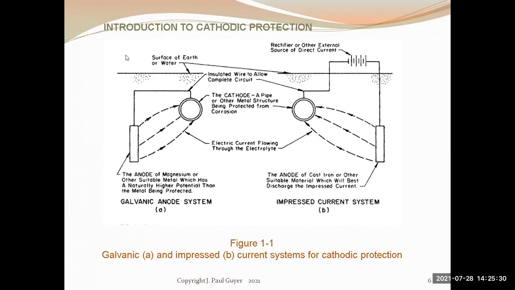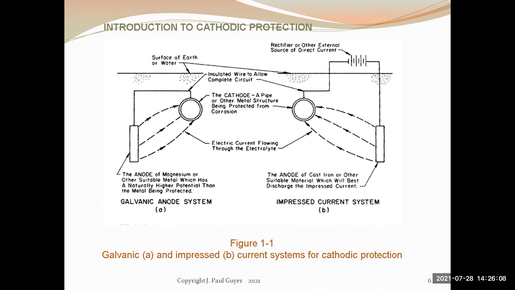Yeah, you can. Okay, so backing up a bit. The two types of cathodic protection that are available to you are illustrated in this figure 1-1. The one on the left is the galvanic anode, frequently referred to as the sacrificial anode system. And the one on the right is called the impressed current system. Starting with the one on the left, the galvanic or sacrificial anode system is quite simple.